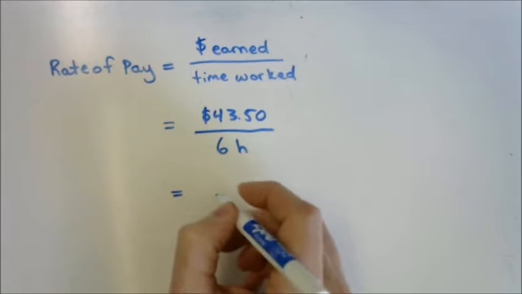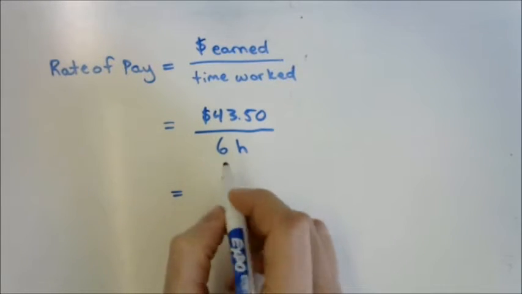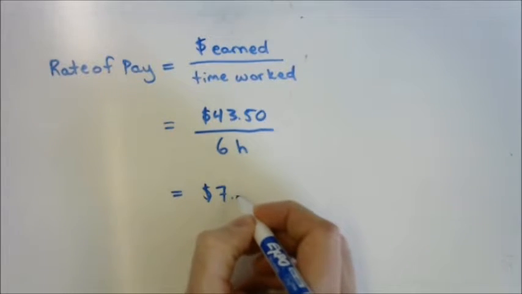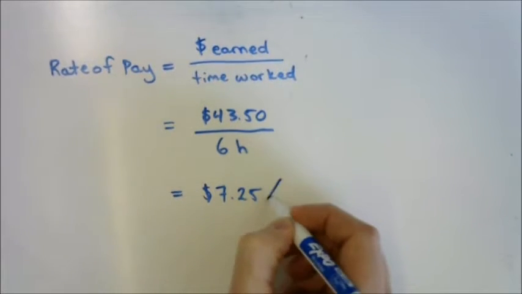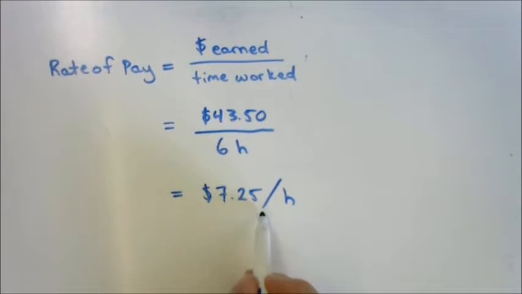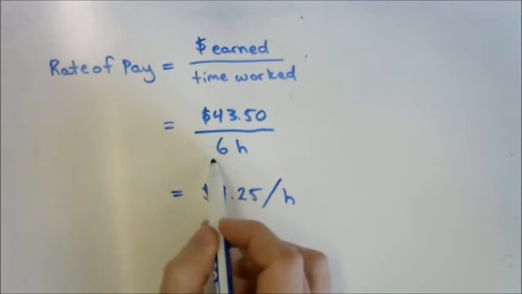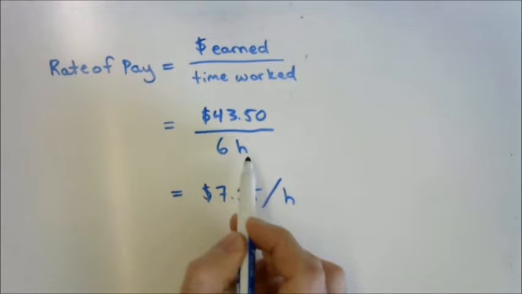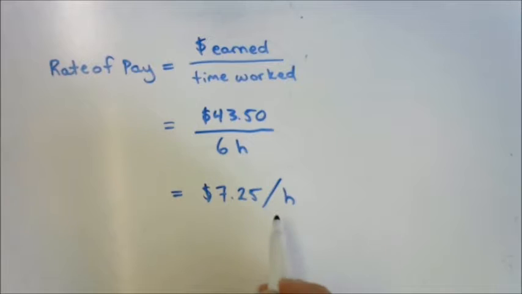7.25. Okay, so we've got 7.25. And look at what happens. We're going to keep the dollar sign, 7.25, and we're going to say per hour. So this is a division slash, so hours is still in the denominator. Right here it's 43.50 per 6 hours, and now we have 7.25 per hour. Okay, 7.25 for every 1 hour. So this is your rate of pay.